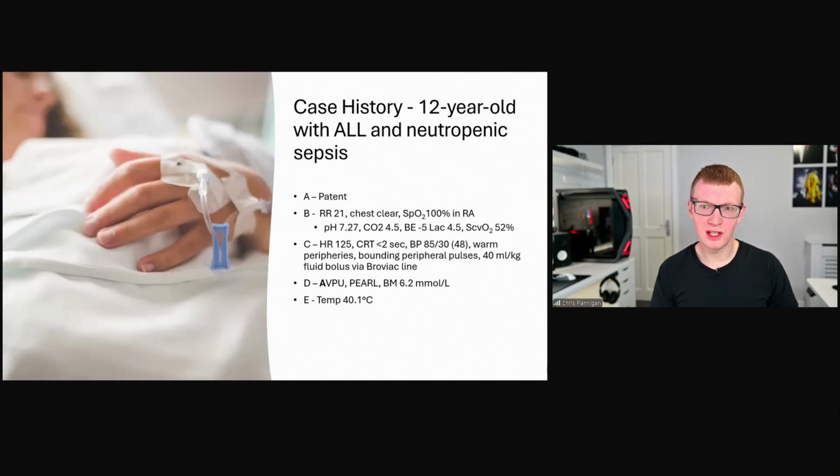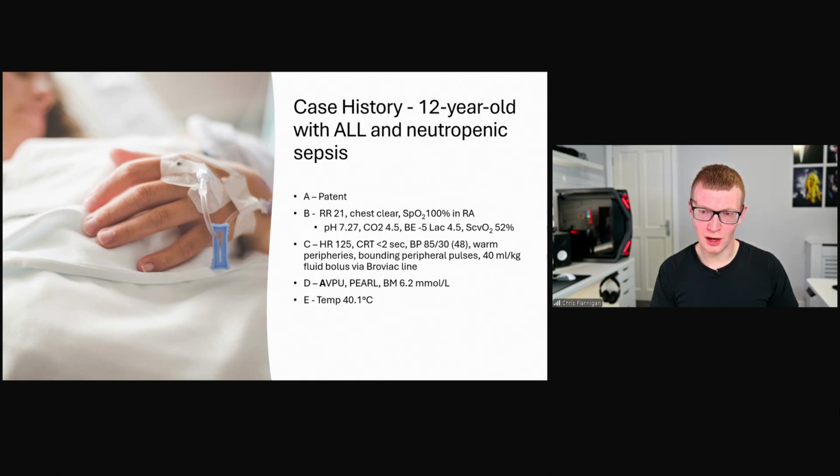Okay, let's go on to case number 2. So this time we've got a 12-year-old with acute lymphoblastic leukemia and neutropenic sepsis. Their airway is currently patent. They are a little bit tachypneic, 21 breaths per minute, but they are pyrexic at over 40, so that's not a big surprise. They're saturating at 100% in air.